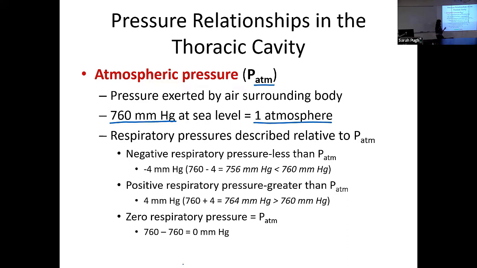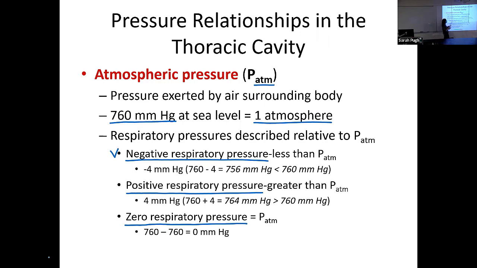So what we say is a negative respiratory pressure means that it's less than atmosphere. That's all that means. A positive respiratory pressure means it's greater than atmosphere. It's above atmosphere. And a 0 respiratory pressure means it's equal to atmosphere. Okay. So let's start back here. A negative respiratory pressure, I told you that just means it's under atmosphere, it's less than atmosphere.